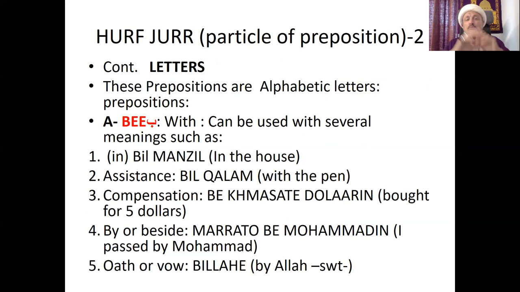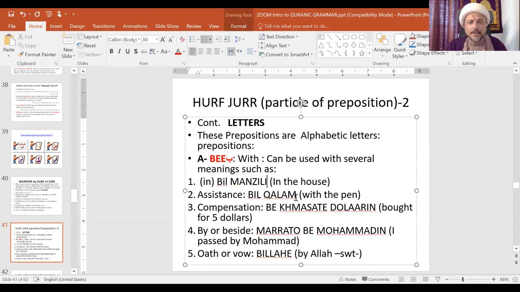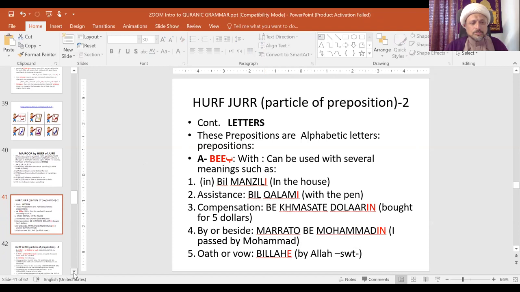Billahi, bil manzili. Let's just fix this also. Bil manzili, bil qalami, bi khamsati dolarin, marartu bi Muhammadin. So all these, I can easily make with a red color indicating the E sound. So this is double, this is tanween, nunation, okay? This is nunation. And this is single kasra. And this is also single kasra. Bil qalami, okay? Here, billahi. Now, E, I, E, whatever. In Swedish, E is I. In English, E is E. So therefore, just to let you know that it is the E sound. Okay?